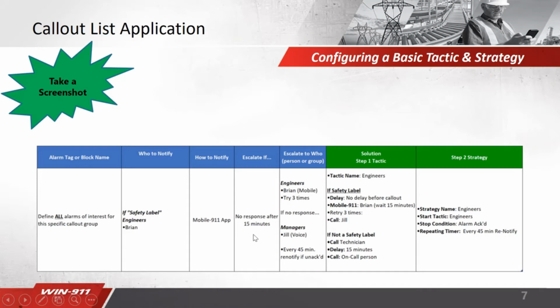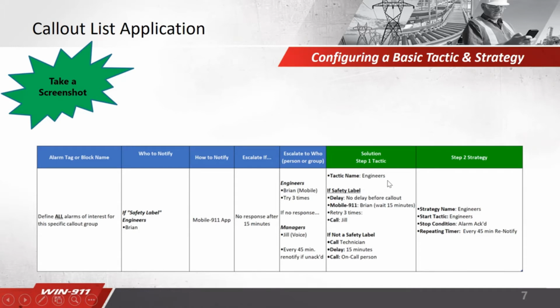If there's no response after 15 minutes, we can escalate the issue. Here's the escalation. Brian comes into the mobile app, we'll try 3 times, no response, we'll notify Jill, the manager. We can repeat this process every 45 minutes if the alarm is left unacknowledged. So there's 2 steps in the process. You'll define your tactic or your call out list of people, and you will define your strategy, those policies of actions to put in place.